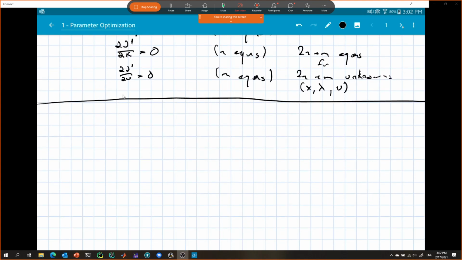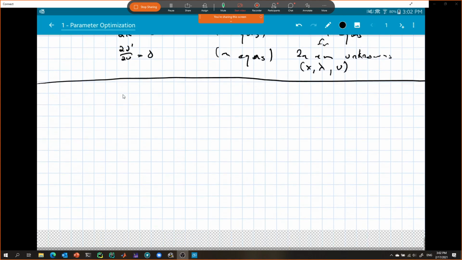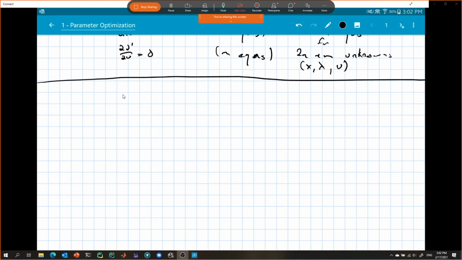Okay, so then I'll circle back to the example, and just do problems with inequality constraints.